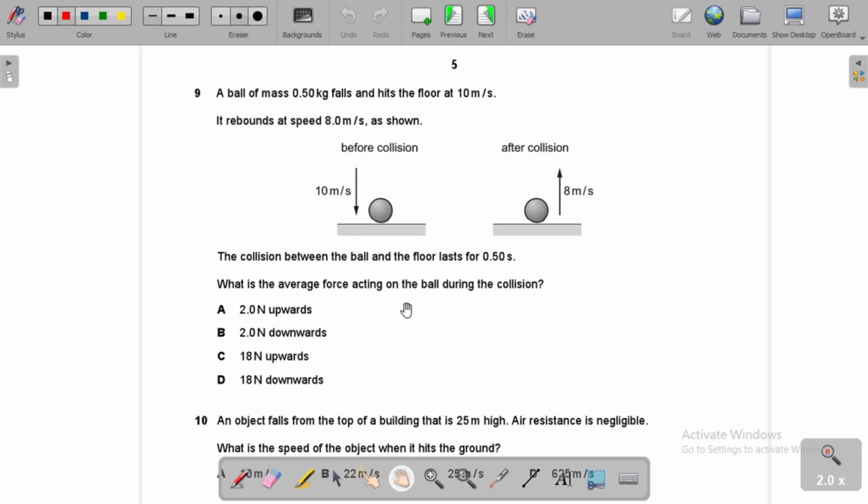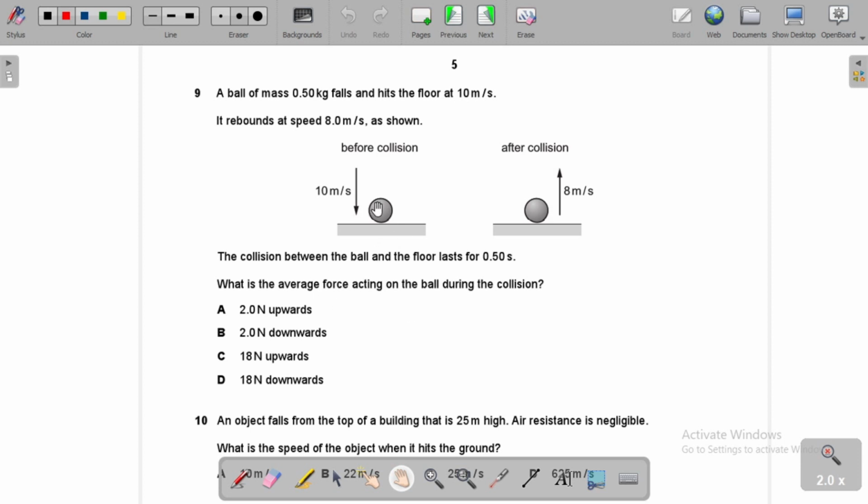A ball of mass 0.50 kg falls and hits the floor at 10 meters per second. It rebounds at speed 8.0 meters per second as shown, before collision, after collision. The collision between the ball and the floor lasts for 0.50 seconds. What is the average force acting on the ball during collision?